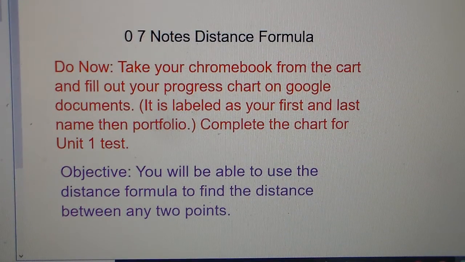Alright, these are today's notes, 07 notes on distance formula. Your objective: you will be able to use the distance formula to find the distance between any 2 points.